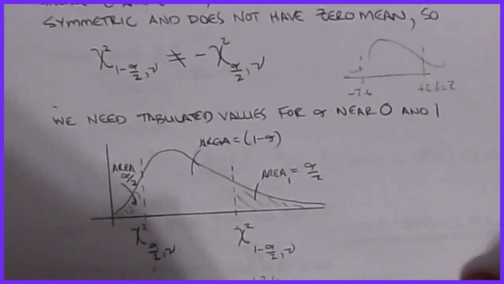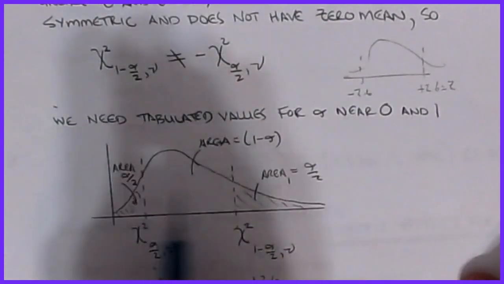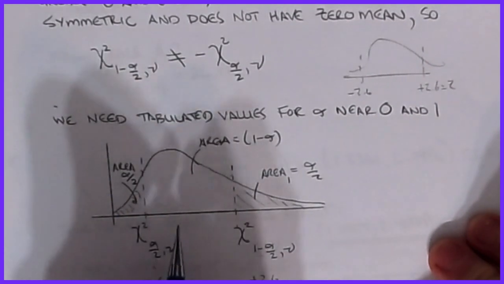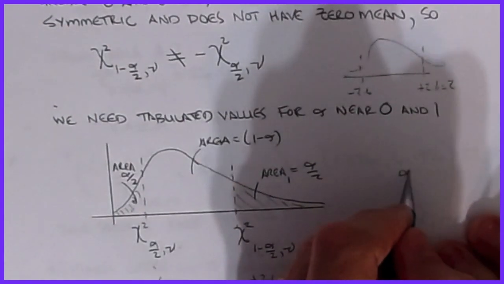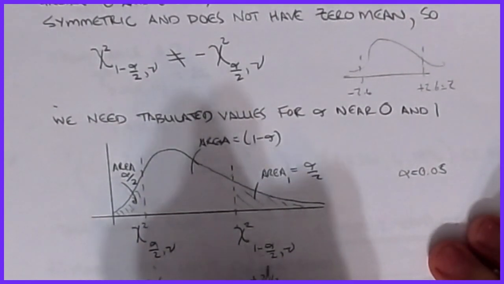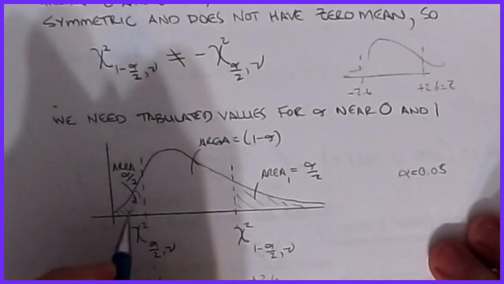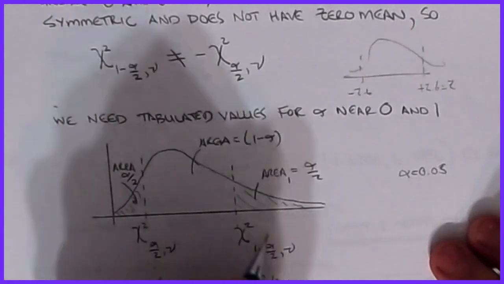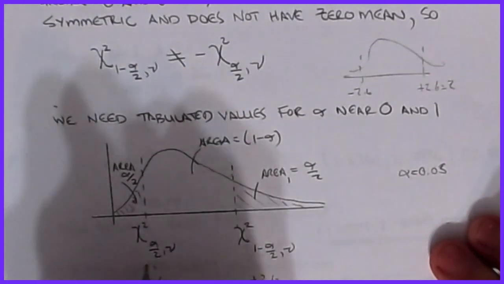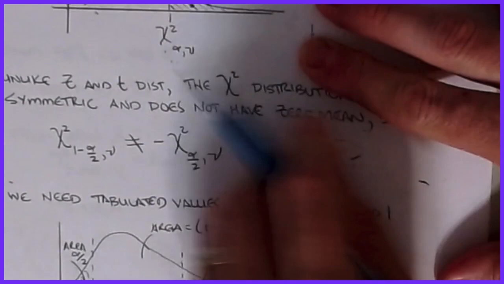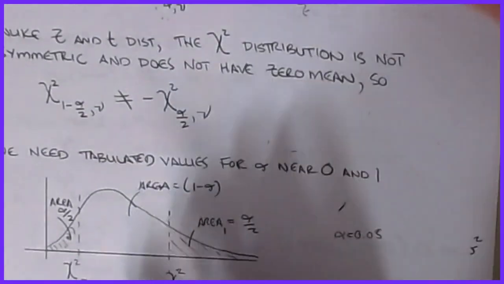What we need to do is have tabulated values for alpha near 0 and 1. If I draw my chi-square distribution and look at a double-sided interval, if alpha is equal to 0.05, then this is chi-squared at 97.5, and this is chi-squared at 2.5. The areas may be the same, but there won't be a symmetrical number. I won't get a positive value here and a negative value here like we did with the standard normals. Everything else is still fairly similar and familiar to what we're doing.